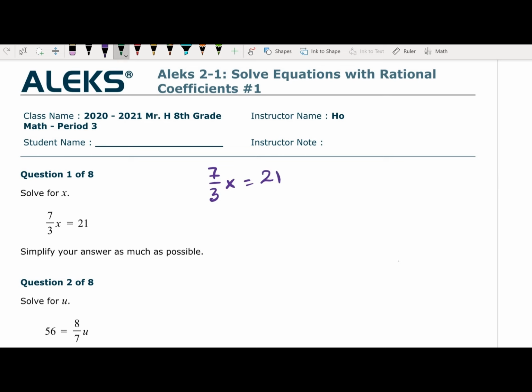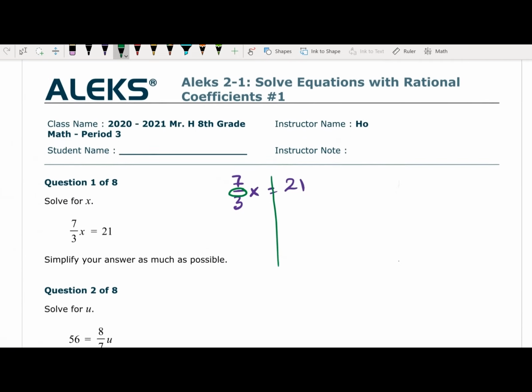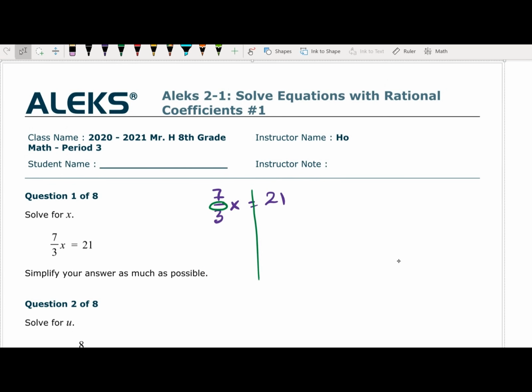So as we learned in class, the first step you're going to do is draw the line, right? Your variable is x. The operation here is 7 divided by 3. Since it's division, we have to do the opposite of division. You're going to multiply by 3 on both sides. The reason you multiply by 3 is so that you can cross out the denominator.